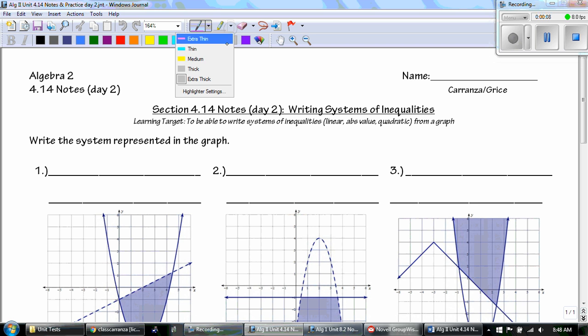Today we are continuing our discussion about writing systems of inequalities. Our learning target today is to be able to write systems of inequalities, linear, absolute, or quadratic, from a graph.